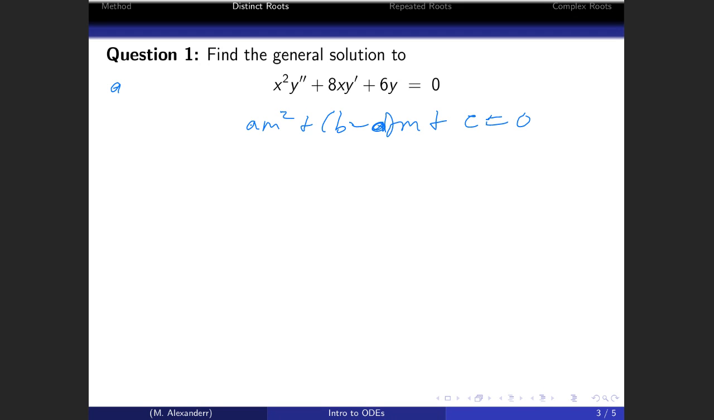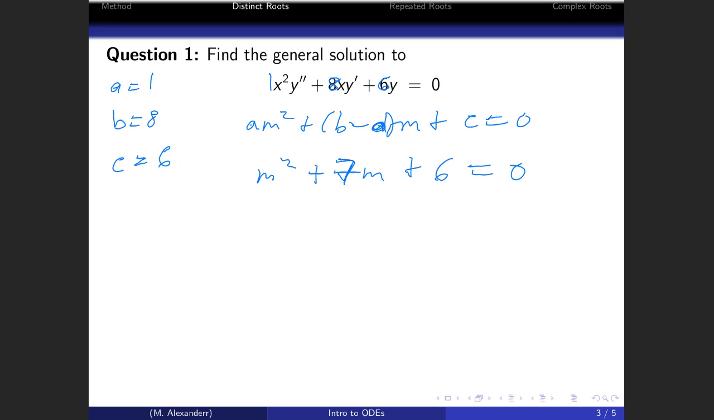And in this specific problem, a is equal to 1, b is going to be 8, and c is going to be equal to 6. So the 1, the 8, and the 6. So we are going to use the auxiliary equation, but remember this is the auxiliary equation for the Cauchy-Euler equation. So plug in numbers, and then we'll get m squared plus the 8 minus 1 gives us a 7m, and then plus a 6 is equal to 0.